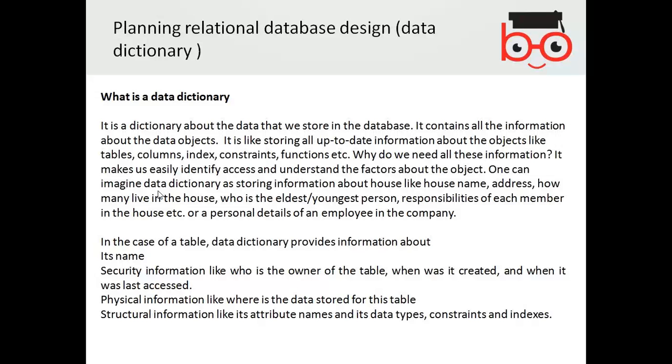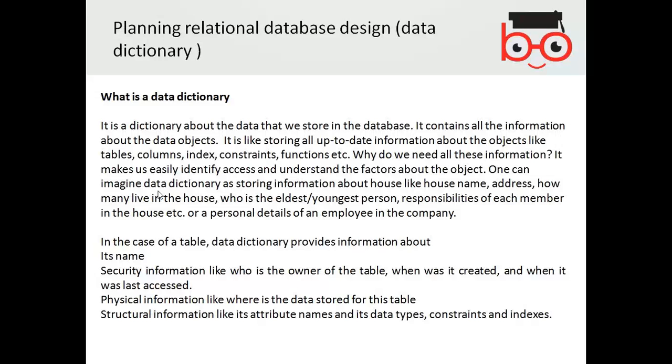So in the case of a table, a data dictionary provides information about its name, security information like who's the owner of the table, when it was created, when it was last accessed, physical information like where the data is stored in this table, and structure information like its attributes, names, data types, constants, and indexes.